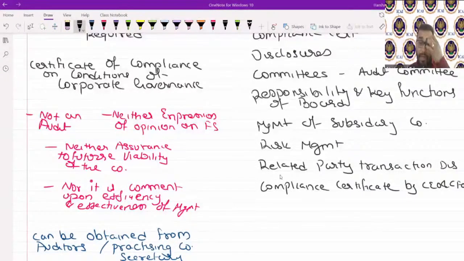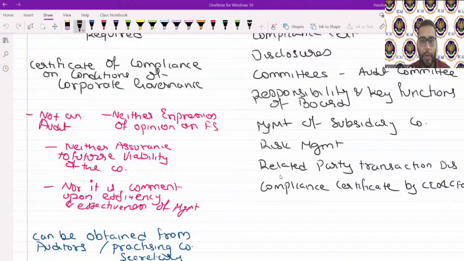Now see, this compliance certificate by CEO and CFO is different from this certificate on compliance. Compliance certificate and certificate of compliance on conditions of corporate governance are two different things, two different certificates. So don't combine them. So these are certain conditions which are addressed in LODR.